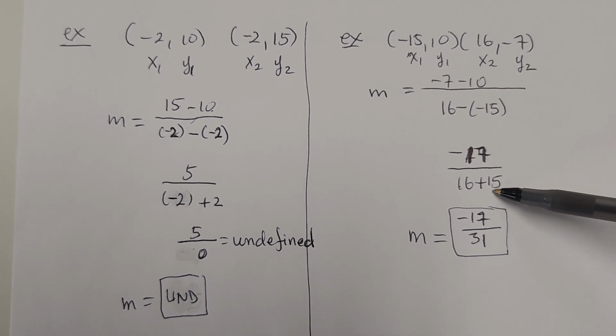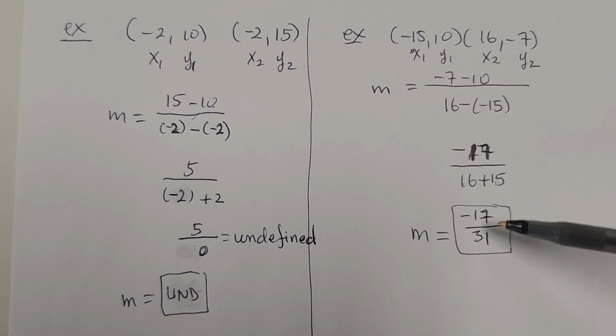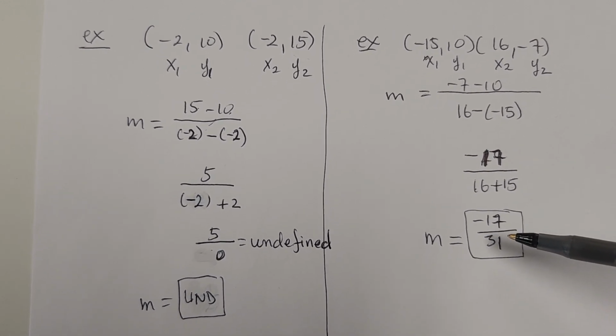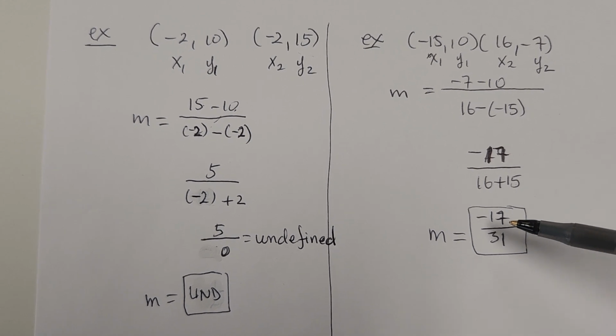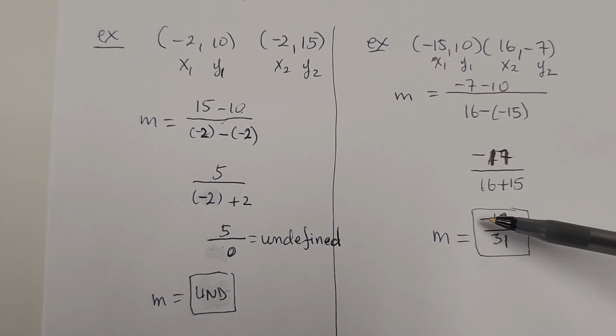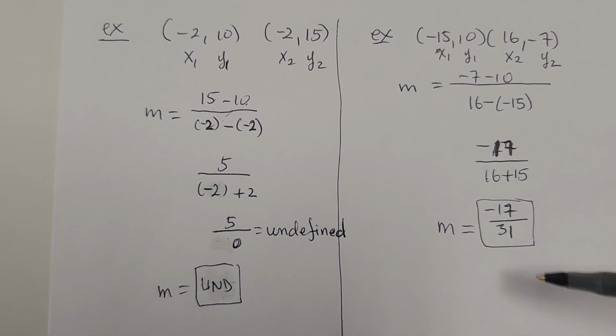Negative negative gives me +15. 16 plus 15 gives me 31. Make sure this fraction is reduced. If it cannot be reduced, leave it alone. So the answer to this is -17 over 31.